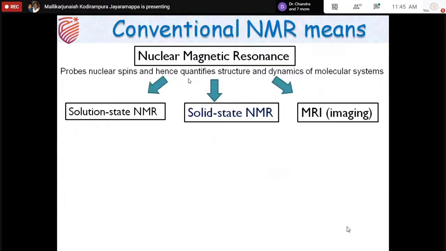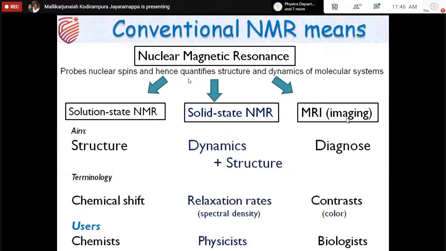Nuclear magnetic resonance is subdivided into solution state NMR, solid state NMR, and what is popularly known to everybody, magnetic resonance imaging. Let us try to understand them one by one. What is solution state NMR, solid state NMR, and MRI?